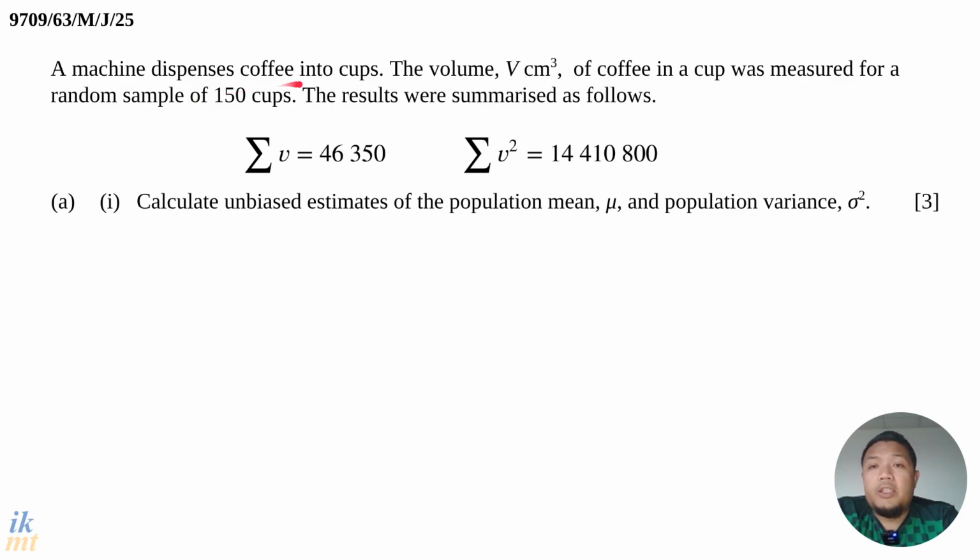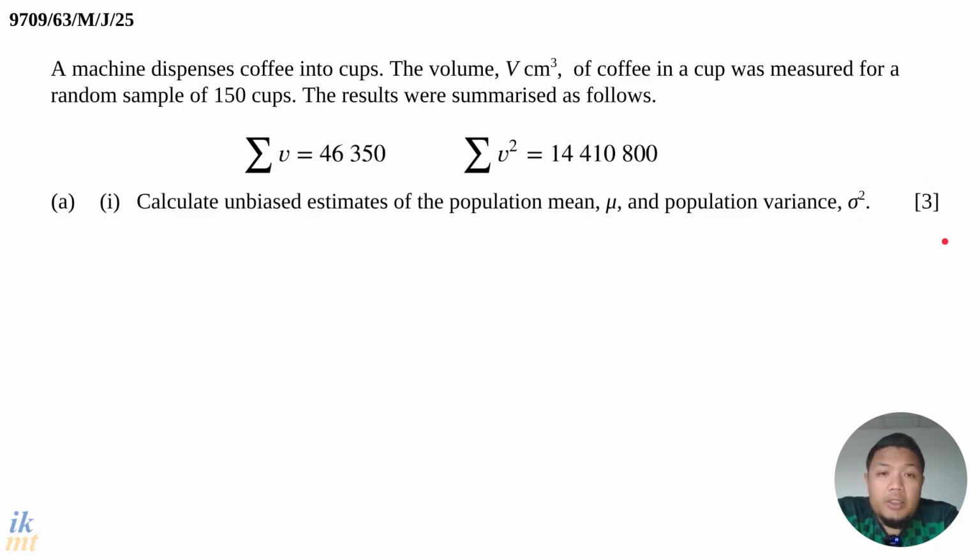A machine dispenses coffee into cups. The volume, V cm³, of coffee in a cup was measured for a random sample of 150 cups. The results were summarized as follows. The sum of V is 46,350, and the sum of V squared is 14,410,800. Question (a)(i): calculate unbiased estimates of the population mean mu and the population variance sigma squared.